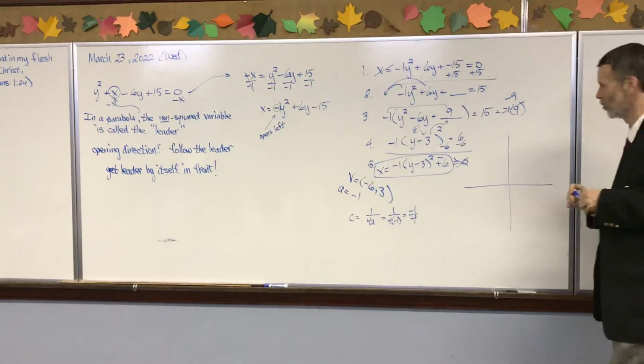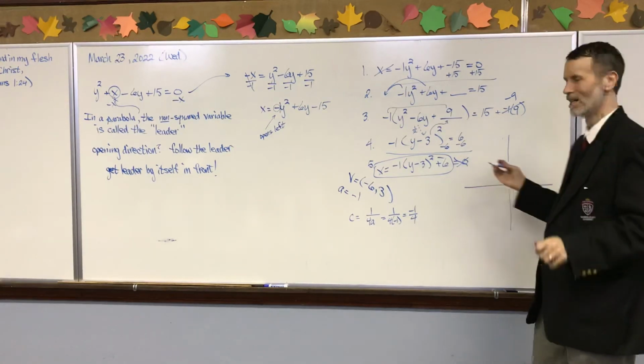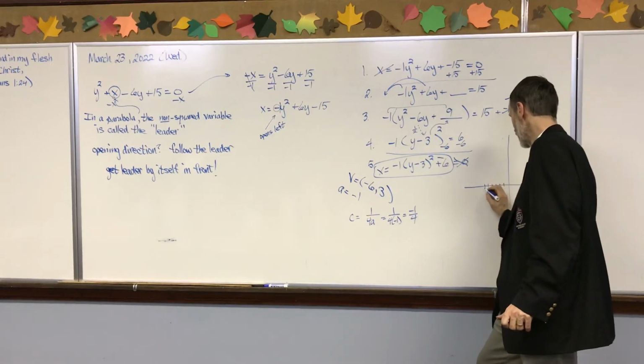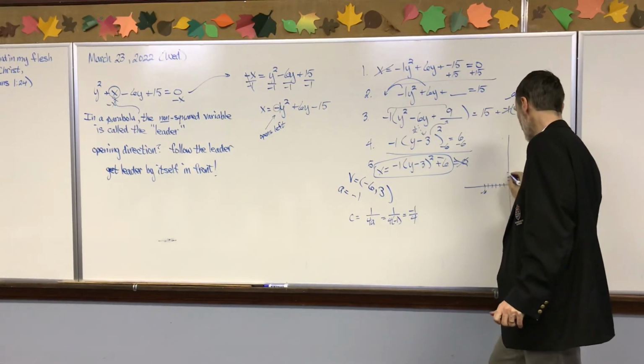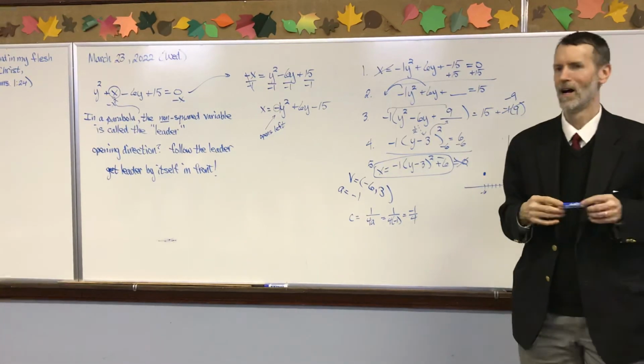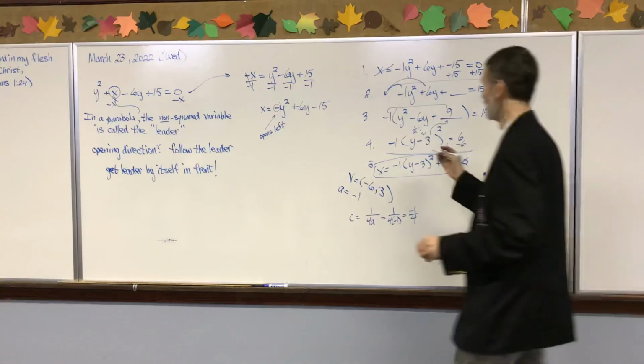Becca, take over. Where's the vertex on this thing? Negative 6 comma 3. So 6 to the left, 3 up. Okay. Which way is this thing opening? Up, down, left, right? Left. It's opening to the left.